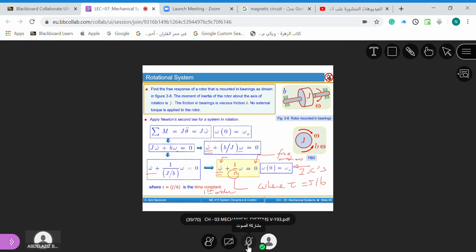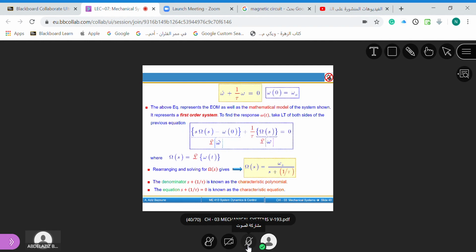Now, if we take the Laplace transform of both sides of this equation, we will find the following: the Laplace transform of omega dot will be s omega of s minus omega of 0.